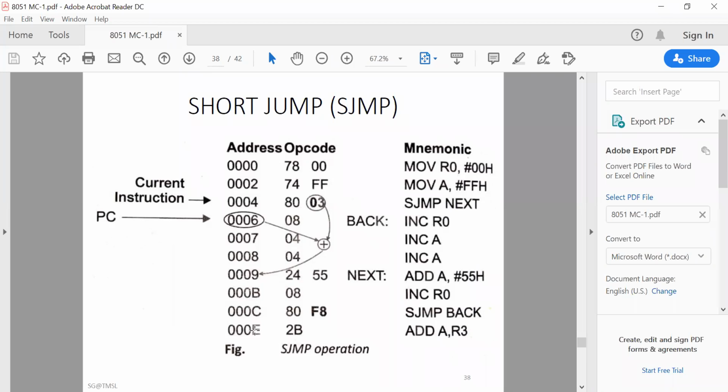Sir, does L jump allow relocation? In L jump, it is not relocatable. In S jump, it can be relocatable. That is the advantage of having S jump.